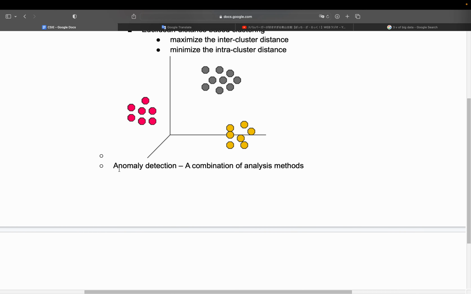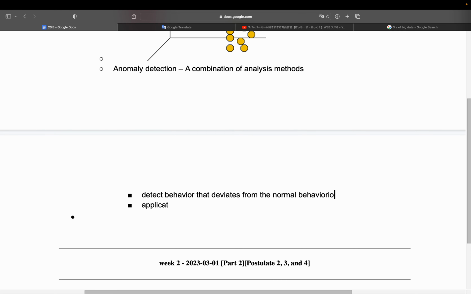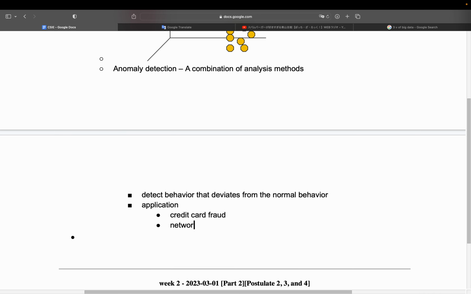And lastly, we have anomaly detection. Basically, we want to detect behavior that deviates from normal behavior. Its applications can be like credit card fraud or network intrusion, etc. That's it.